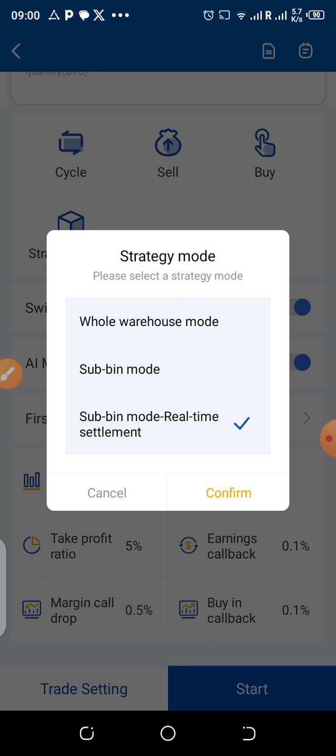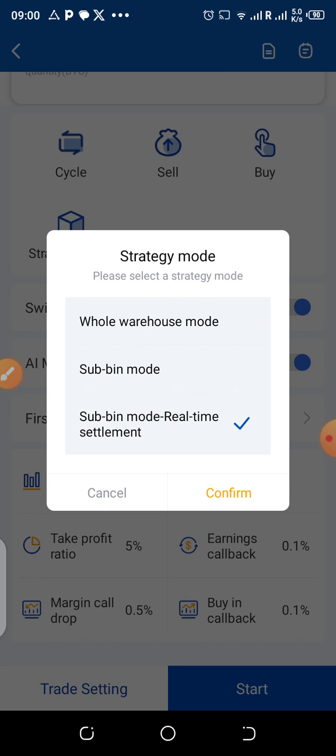Then sub-bin mode, real-time settlement. So what does this mean? Whenever the robot buys the 5th call up to the 7th call, depending on your margin call limit, let the robot sell, it gives you a profit, it brings back your capital, but here they are going to be deducting gas fee from your wallet. Gas fee of 20% of your profit from your wallet.